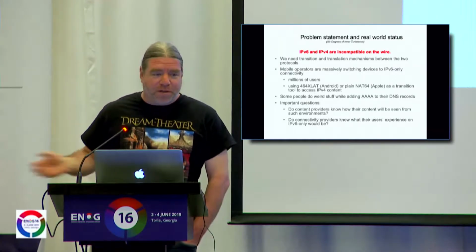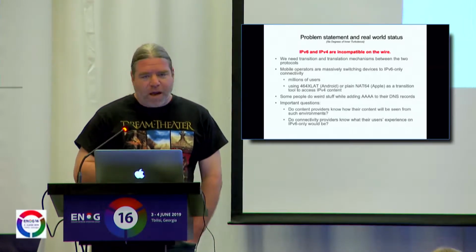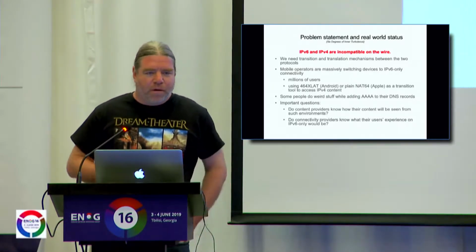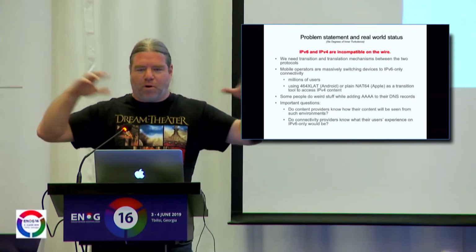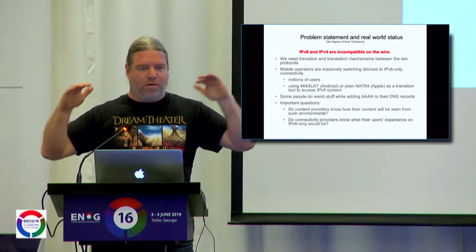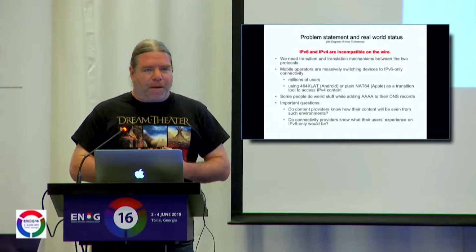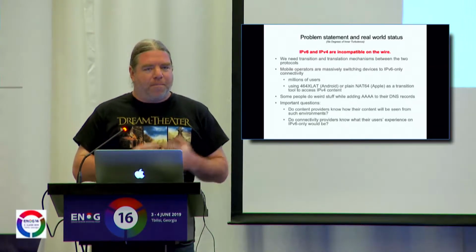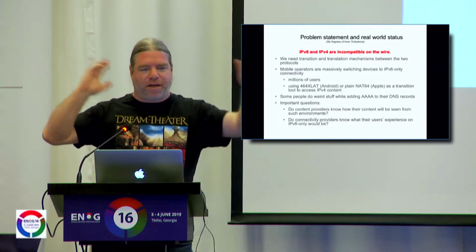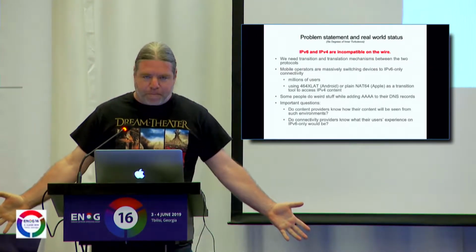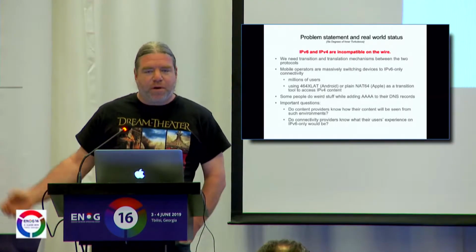So let me walk you through all 6 degrees of my inner turbulence. IPv6 and IPv4 are incompatible on the wire. They can live on the same network. You can deploy dual stack, but they do not know about each other. They do not talk to each other. Different addressing, different EtherType, different packet format, completely different, like two ships in the night. They don't see each other. So we need transition and translation mechanisms between the two protocols.